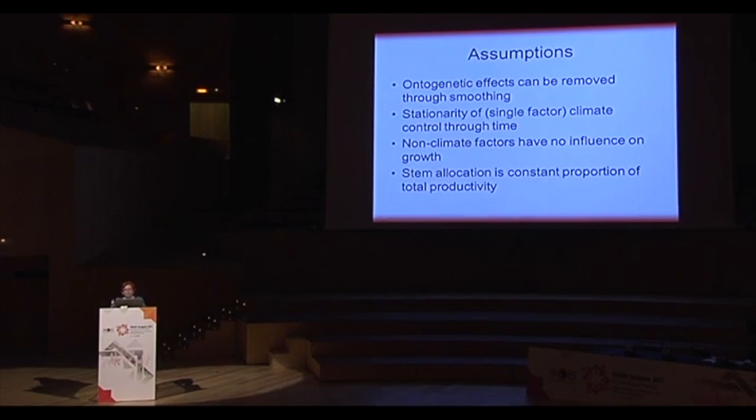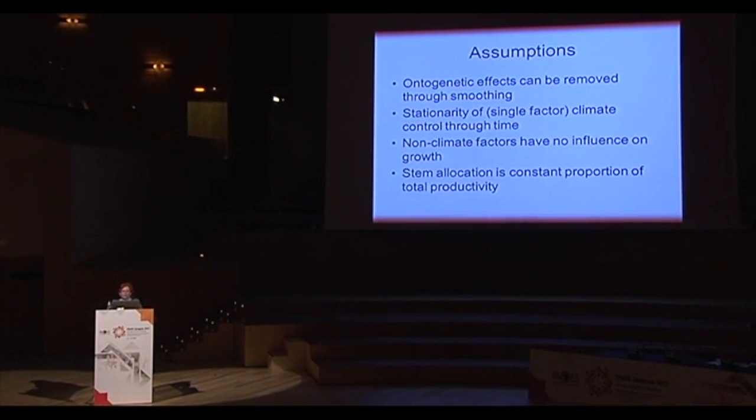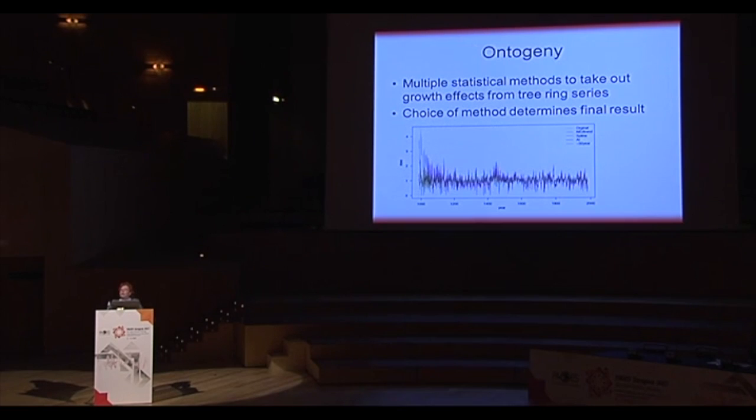I want to look here at some of the assumptions that go into the tree ring reconstructions and see whether we can deal with them in a better fashion. The 4 assumptions I'm looking at are: ontogenetic or growth trends can be removed through some kind of statistical smoothing; there's stationarity of the climate control on tree ring growth; non-climatic factors have no influence on growth; and stem allocation is a constant proportion of the total productivity. I'm not going to belabor this, but we've been using techniques to smooth out growth trends or aging trends in the tree ring records. There are multiple methods of doing it, and the choice of the method that you use determines your final result.